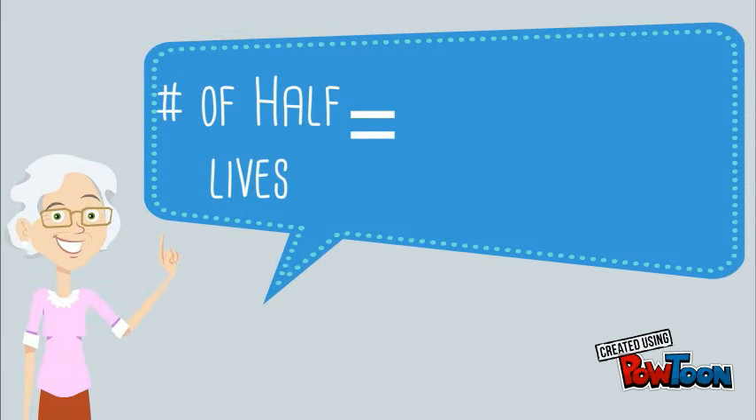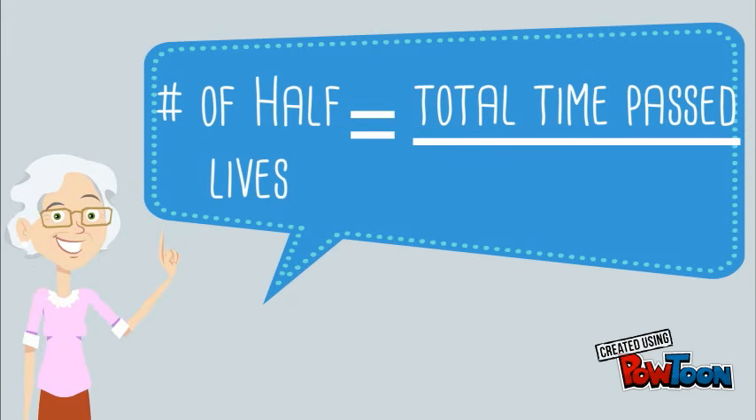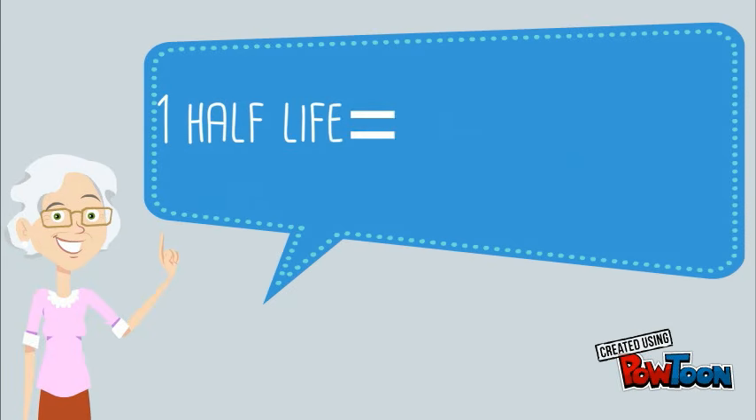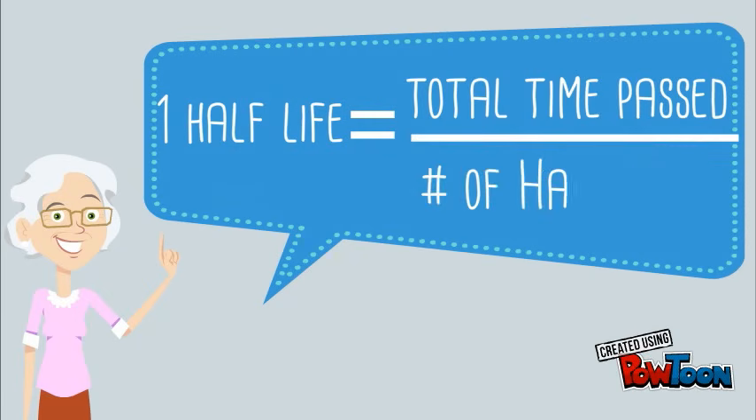So the equation is the number of half-lives is equal to the total time passed divided by 1 half-life. You could also write the equation to say that 1 half-life is equal to the total time passed divided by the number of half-lives, depending on what the question is asking.